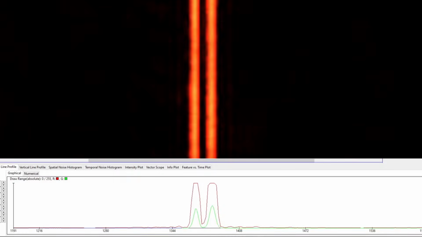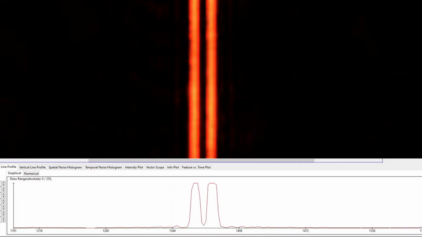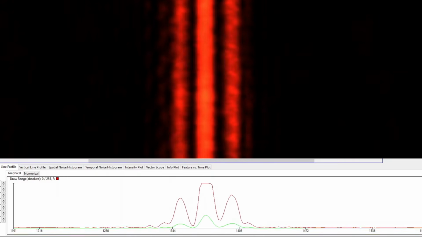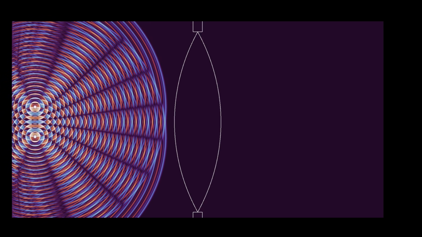Here we view them in a bit more detail, and we can at the same time measure the light intensity in the horizontal direction in this graph. Now, if we move away from the slits, we observe an interference pattern, which is caused by the diffraction of the light from both slits. This diffraction pattern is actually quite similar to the diffraction pattern that we just observed in the simulations.